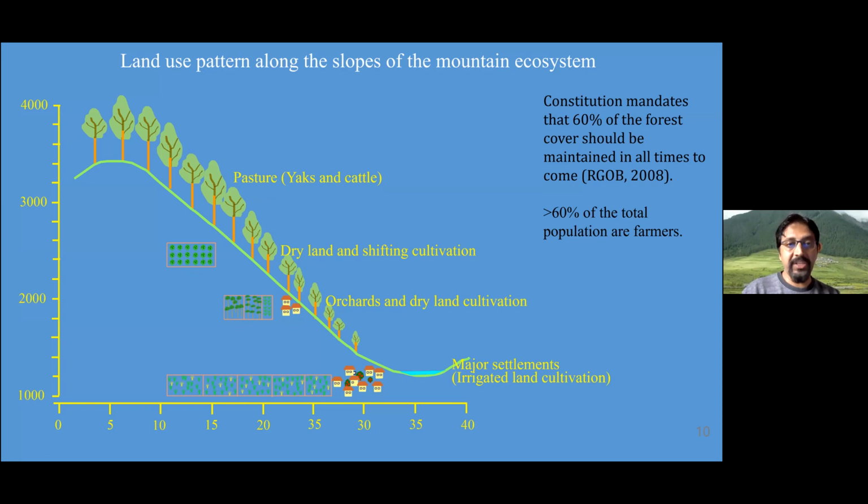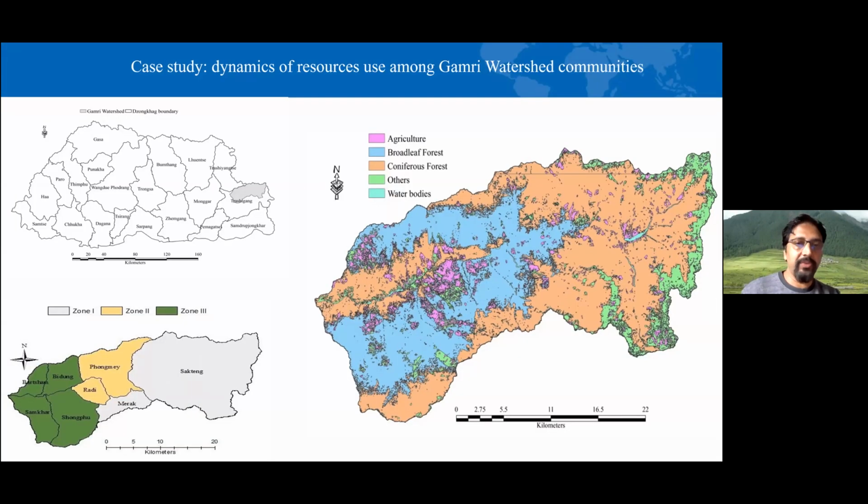Now, this is related to our case studies. We did one case study in Eastern Bhutan, which borders the national parks in Bhutan. And as you can see, these are the land uses: agriculture, broadly forest, coniferous forests, and water bodies.